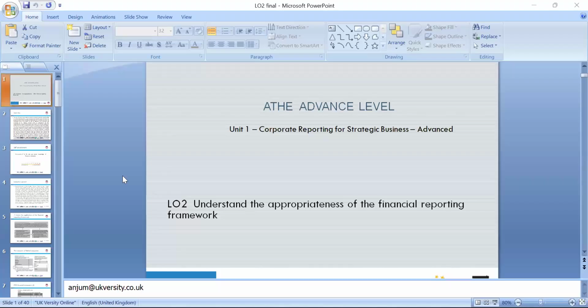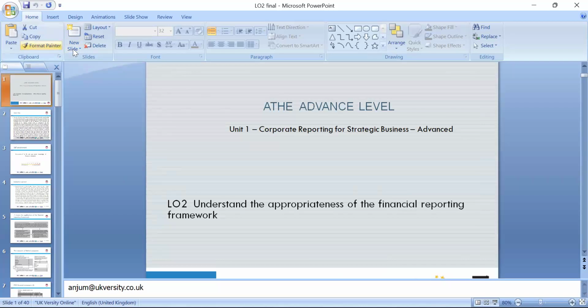Thanks for joining. As you know, my name is Anjum Setta. If you have any question, drop me an email at anjum@university.co.uk and I'll try my best to get back to you as soon as possible. So this week, we're looking at LO2, understand the appropriateness of the financial reporting framework, which we'll go through.